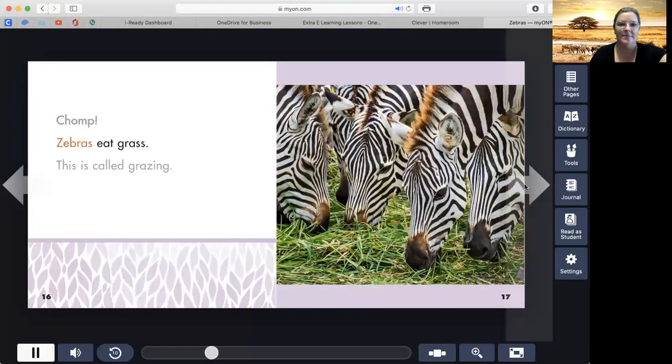Chomp! Zebras eat grass. This is called grazing. So that was one of our questions we were supposed to be listening for. What do zebras eat? Yeah, they eat grass. And when they eat grass, that is called grazing. Cool.